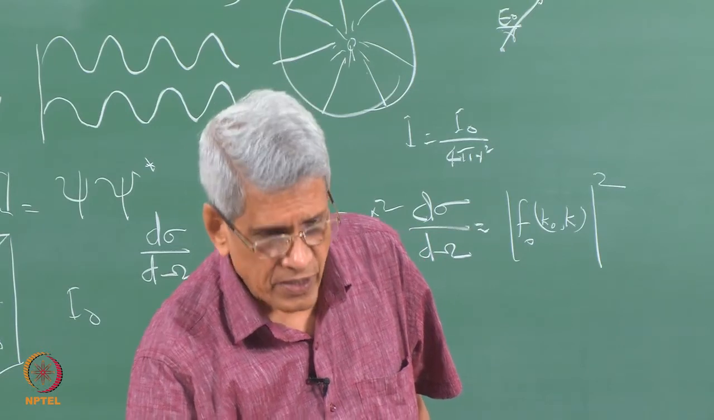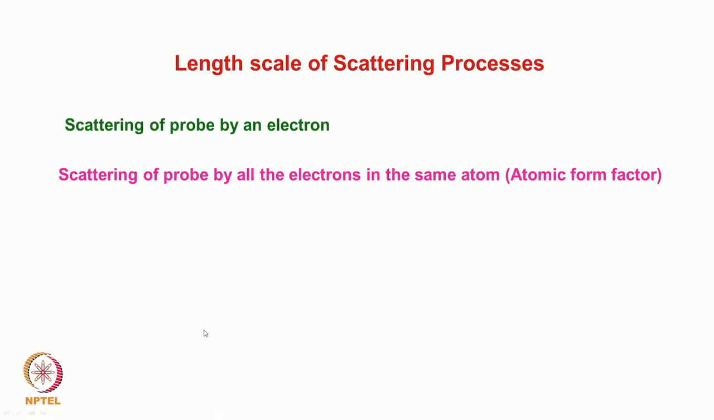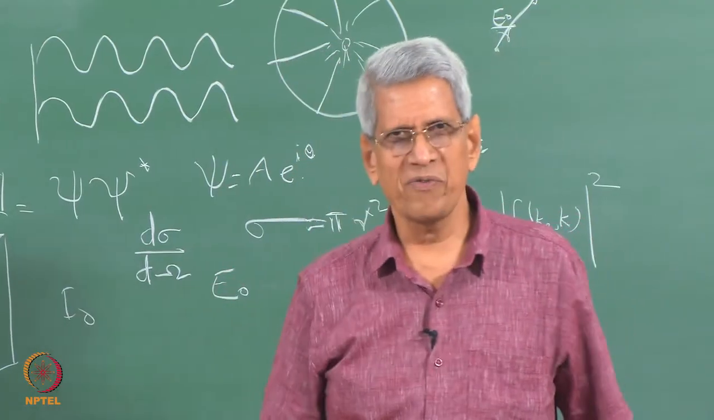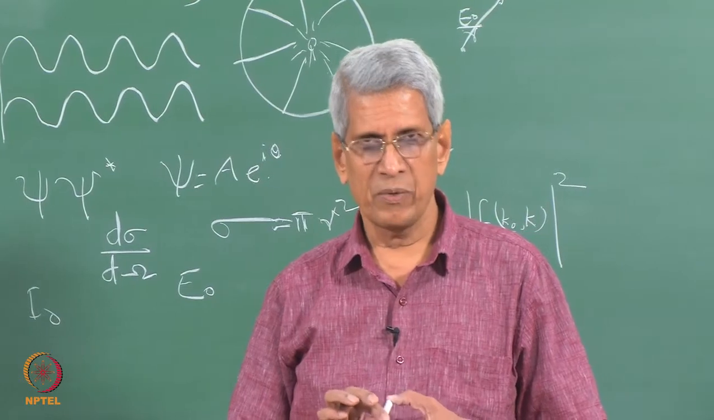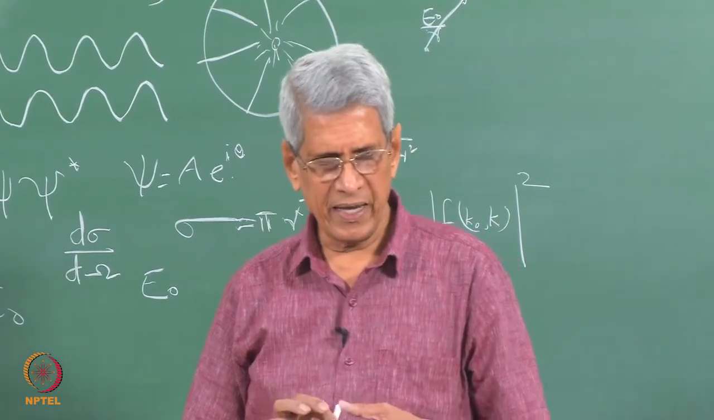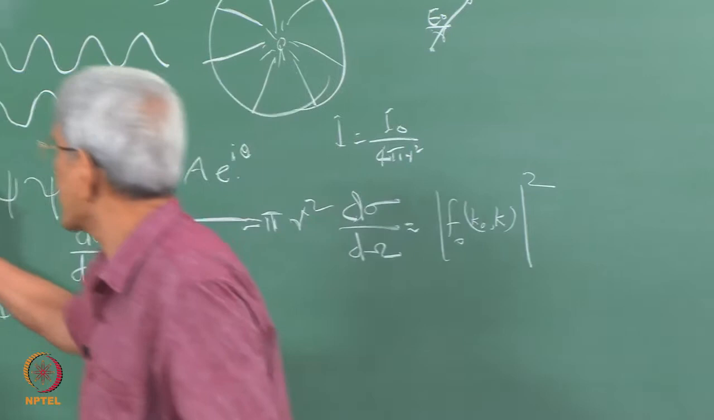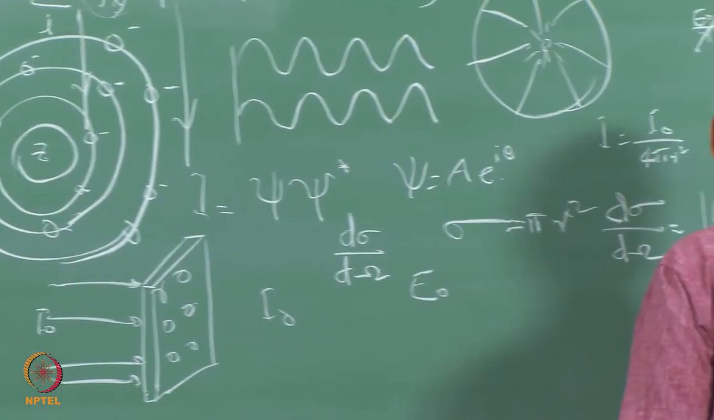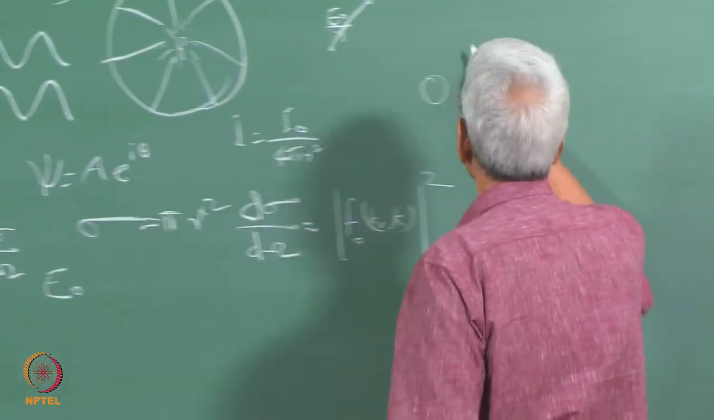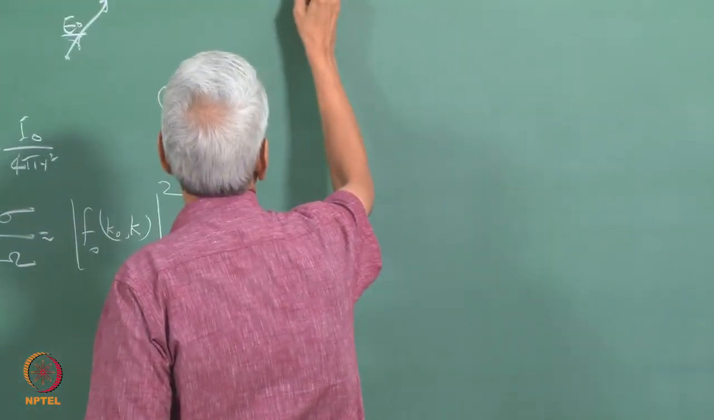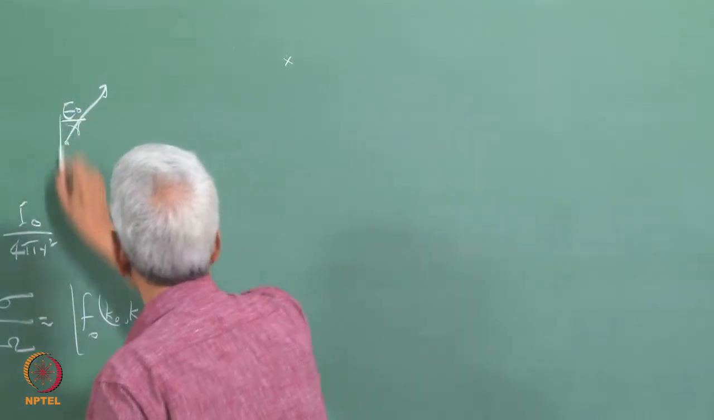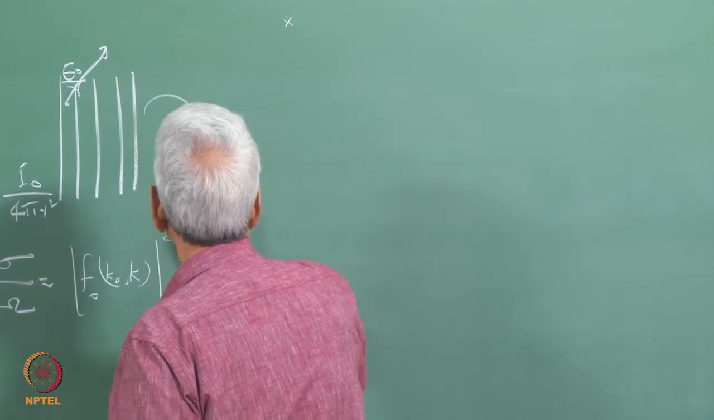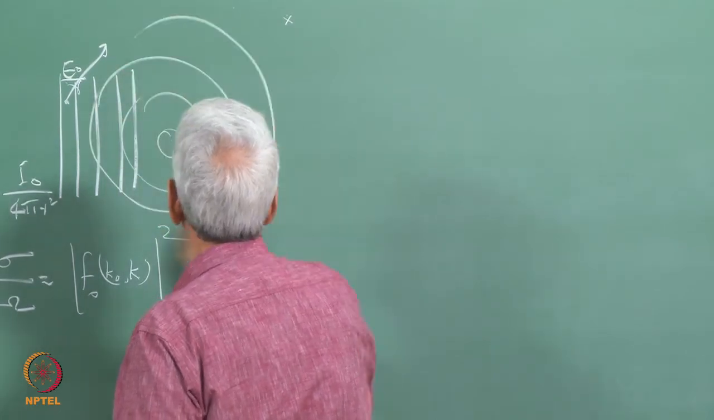So, this is what I am just calling a length scale. Essentially, one electron is like a point from which scattering takes place, the scattering of the probe by an electron. Another is the sum total. If an atom is there, at this particular point, the plane wave which is coming gets scattered as a spherical wavelet in all directions.